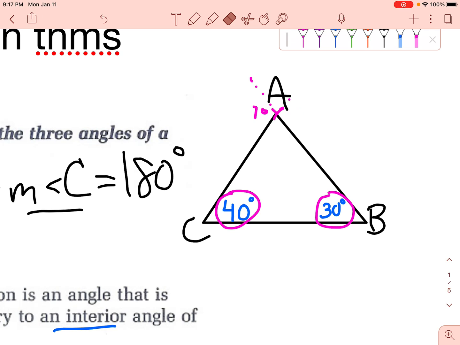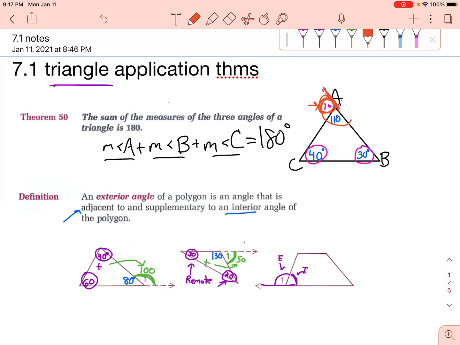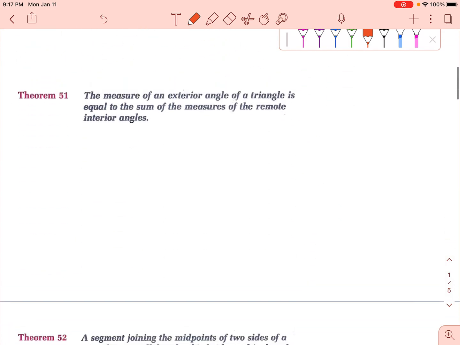Okay, and I know that because when you add those two angles together, it equals 70, which makes this angle 110. And when you build this exterior angle off of it, it has to be supplementary. So this exterior angle is going to be equal to those two remote angles.